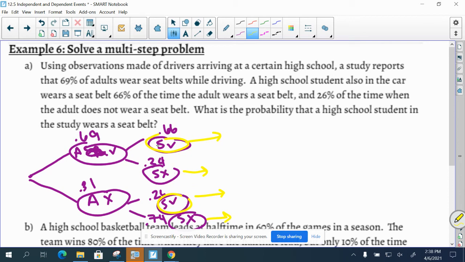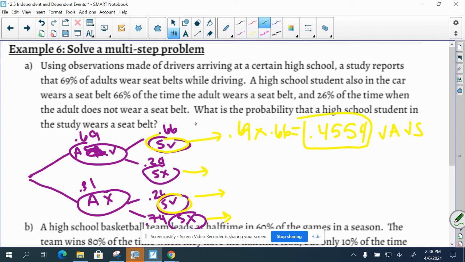So adult does and student does, 0.69 times 0.66. So 0.69 times 0.66 would give us 0.4554. So this is yes adult, yes student. So this is one of the probabilities that we want.